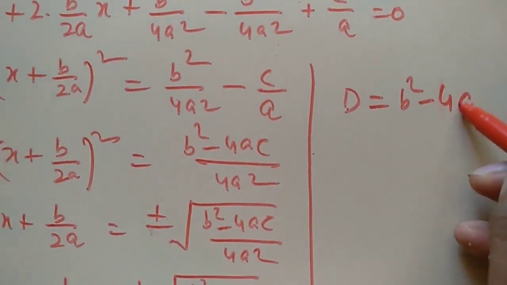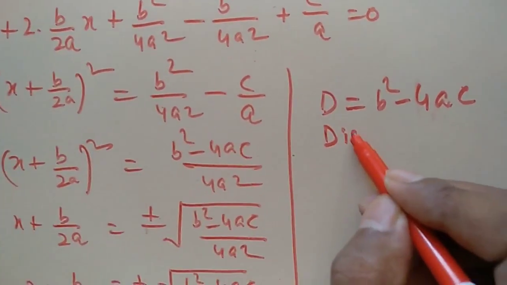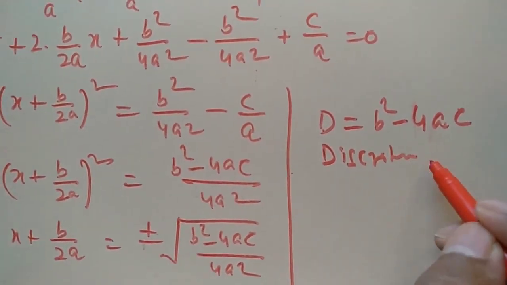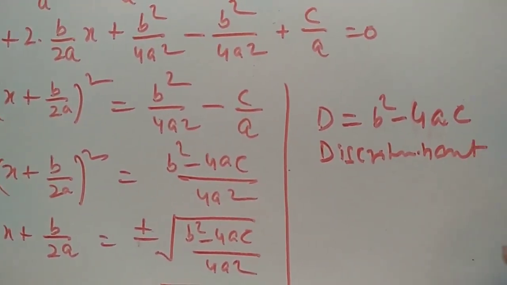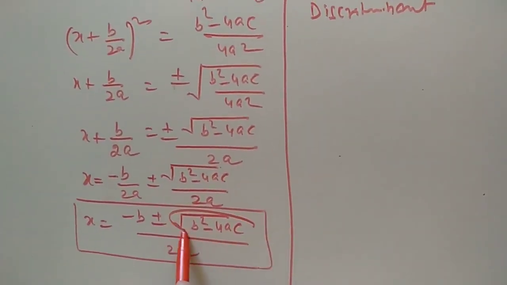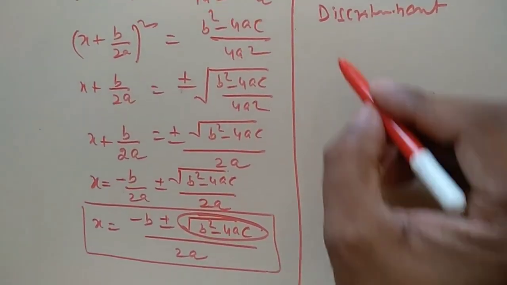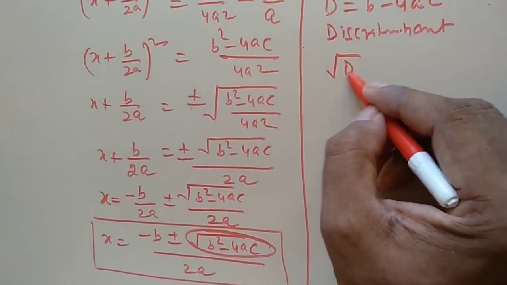Now D is b square minus 4ac, and any real number can be either 0, more than 0, or less than 0. So if it is 0, then that will give you two real numbers which are identical. This is the case of equal roots.